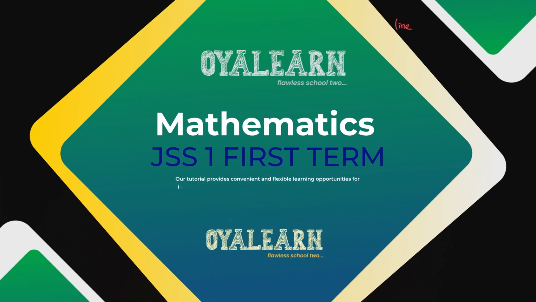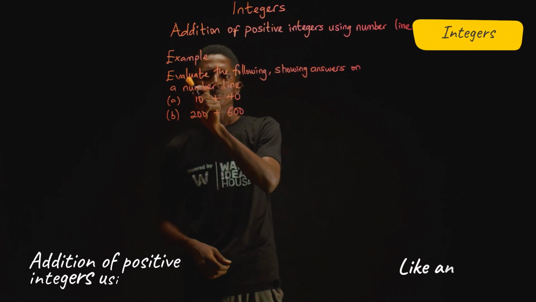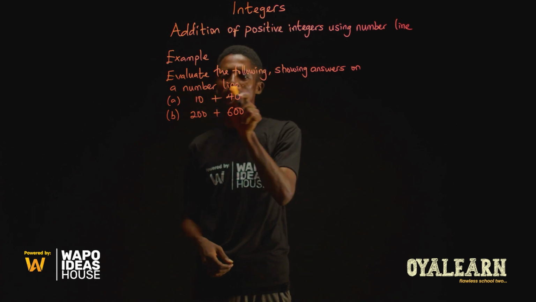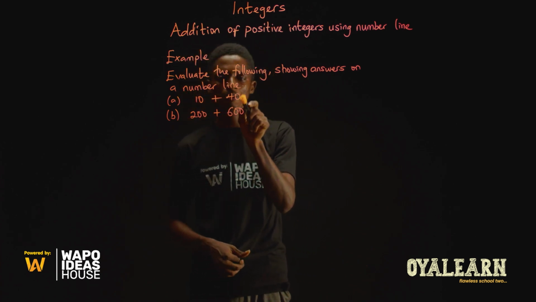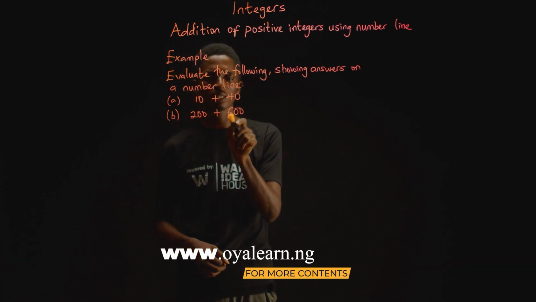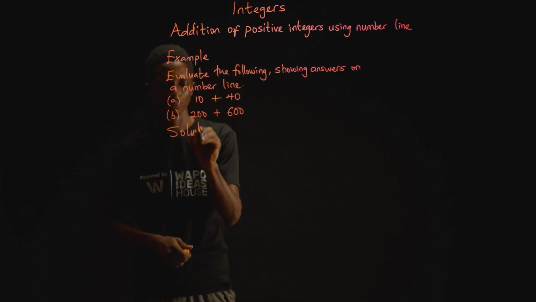Addition of positive integers using number line. Example: evaluate the following, showing answers on a number line. A. 10 plus 40. B. 200 plus 600. Solution.